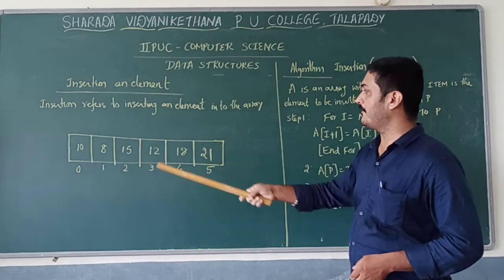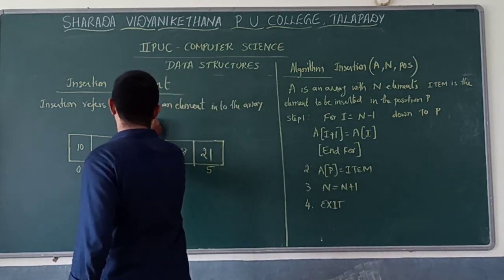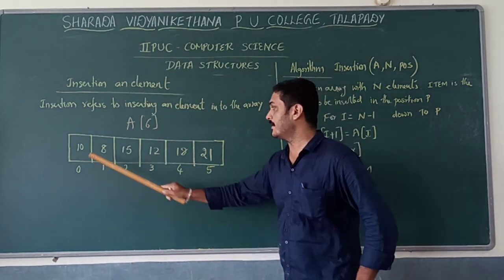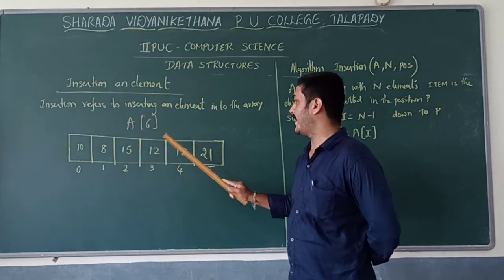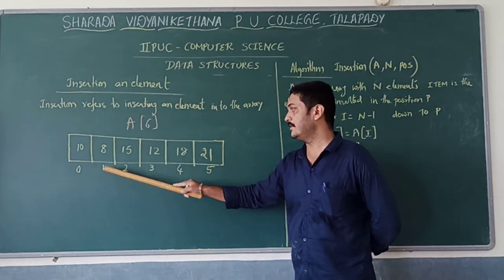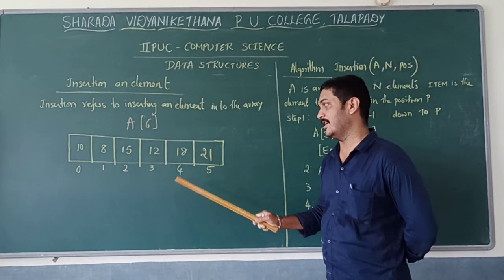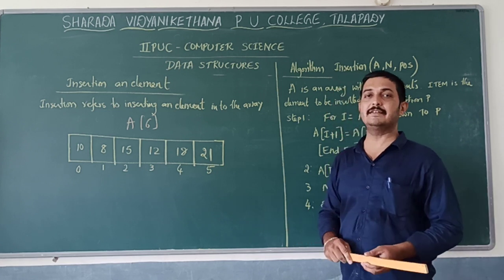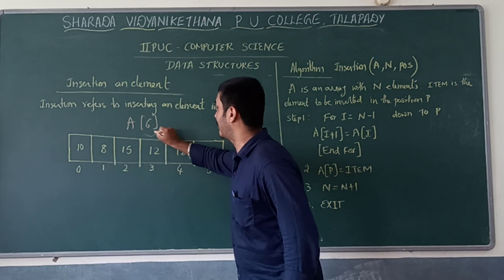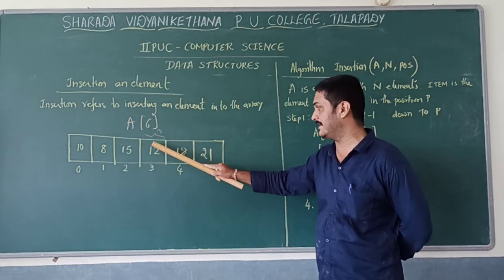For example, we have an array A of 6 elements, and the elements are 10, 8, 15, 12, 18 and 21, and its locations are 0, 1, 2, 3, 4, 5. So total 6 elements. Suppose you want to insert an element at this particular location, location number 3.